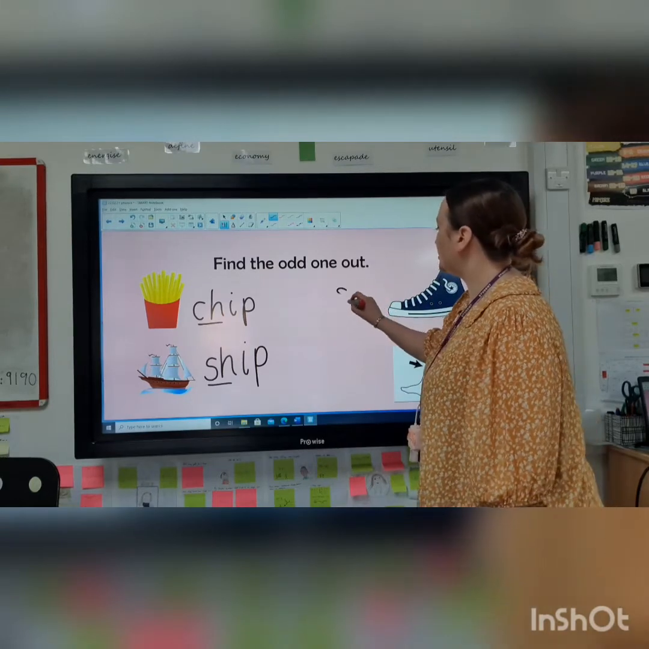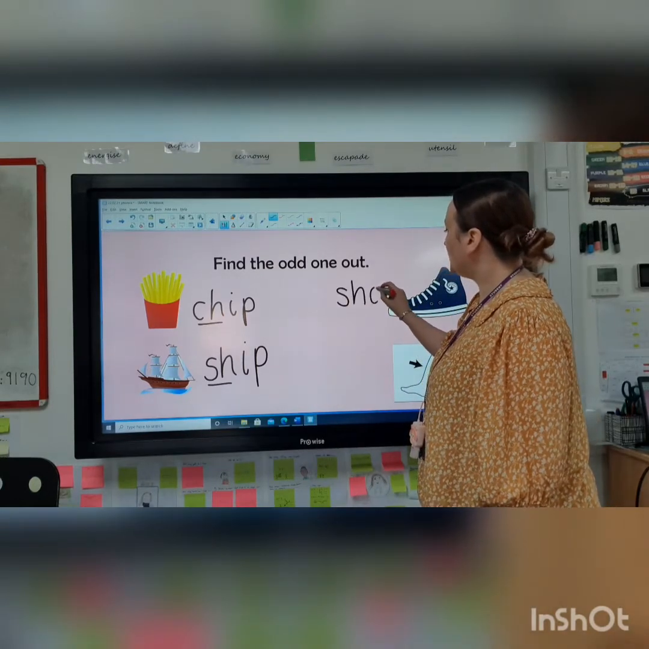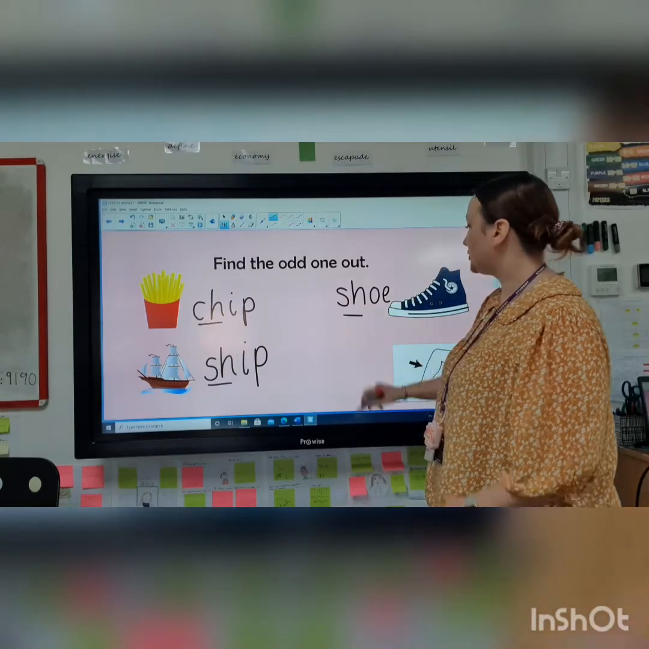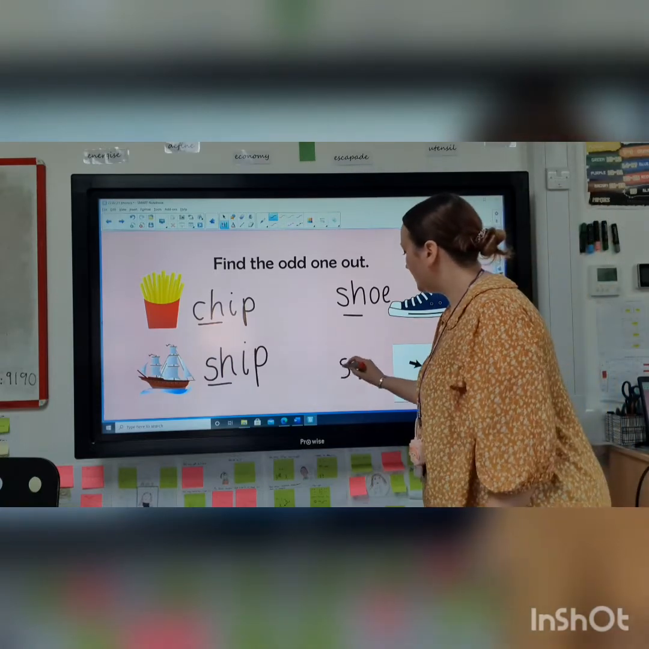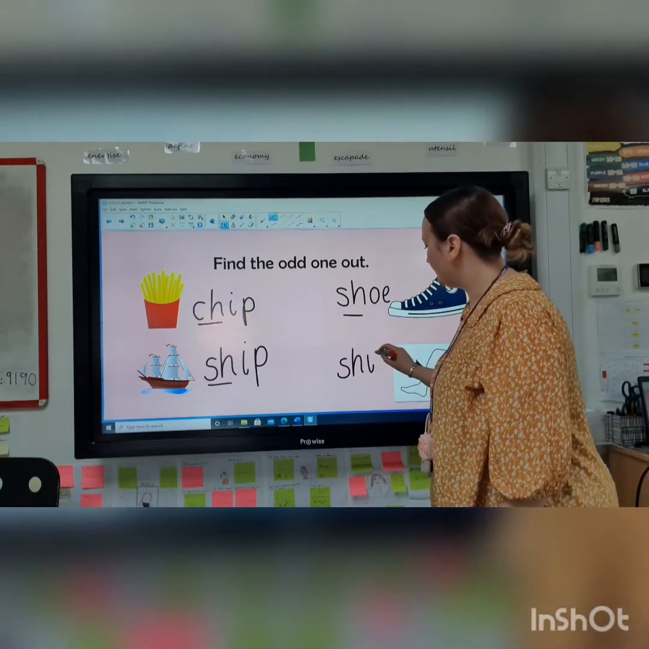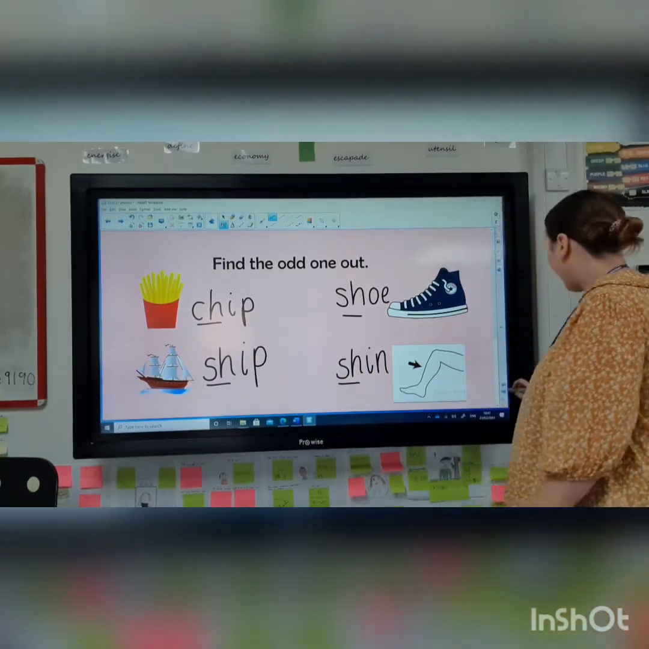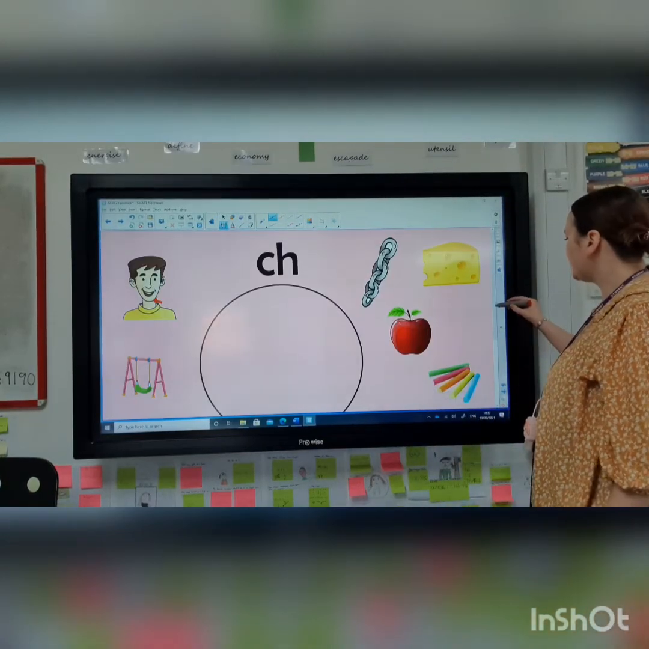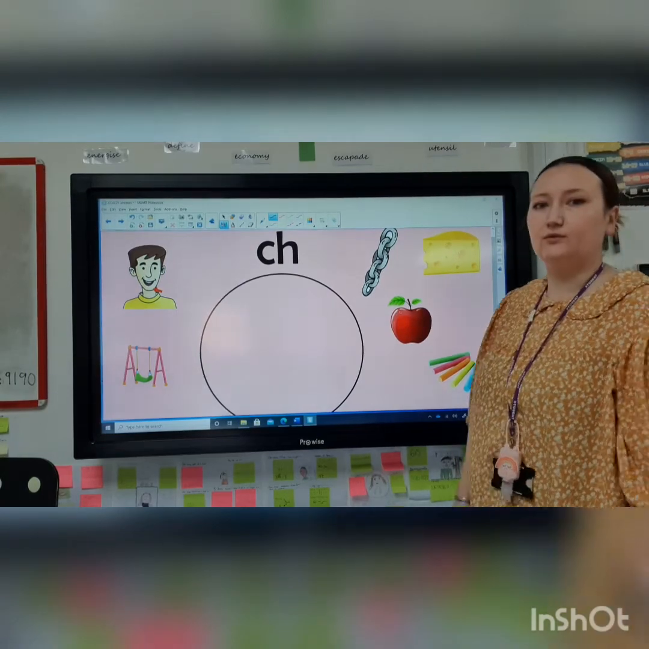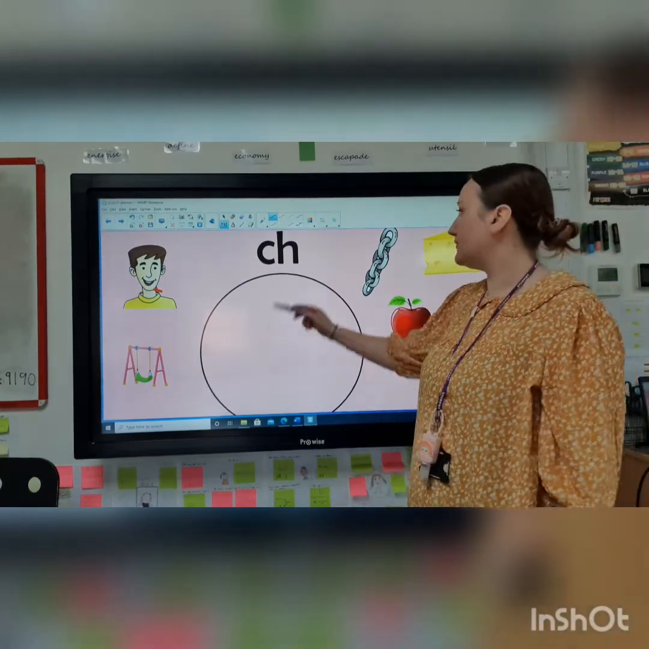The same here, we've got shoe, sh, and shin. Sh again, okay? So we're going to go through these objects that we've got here and see if any of them begin with this phoneme.